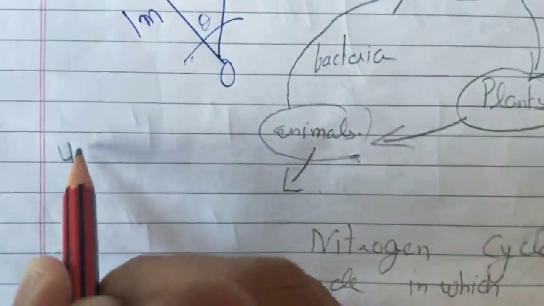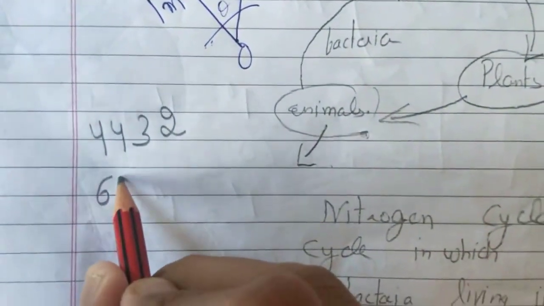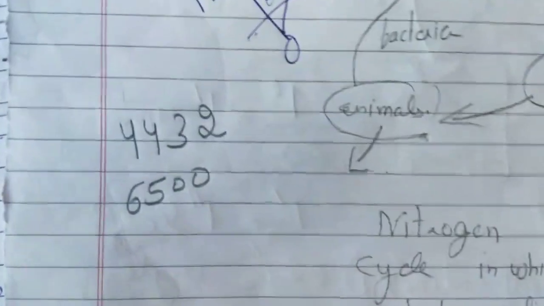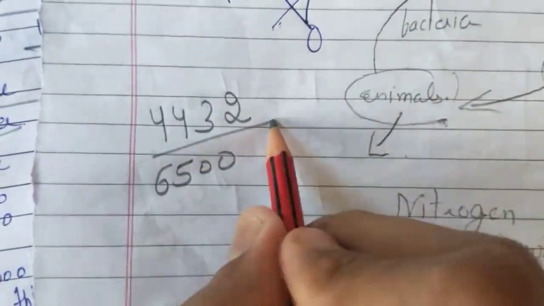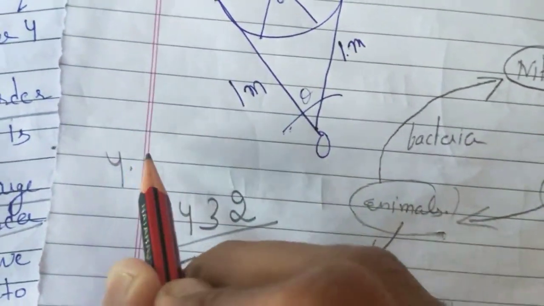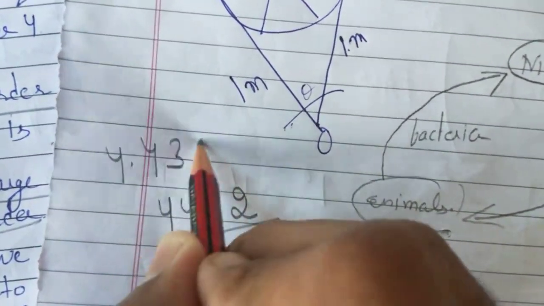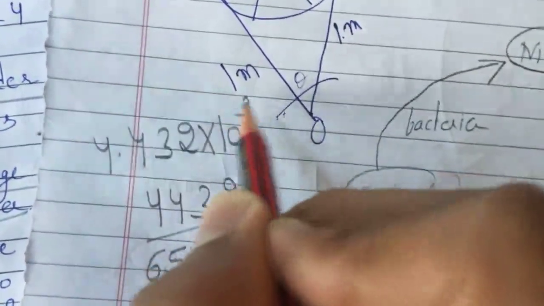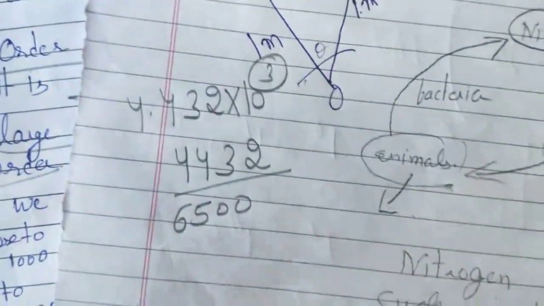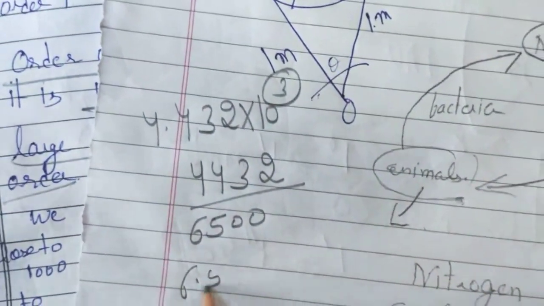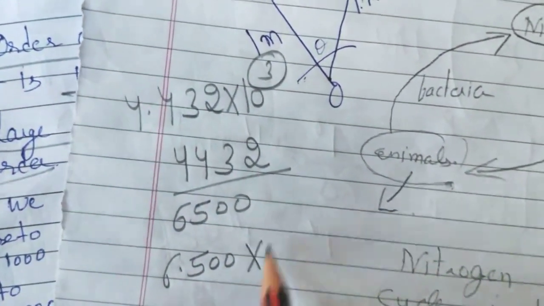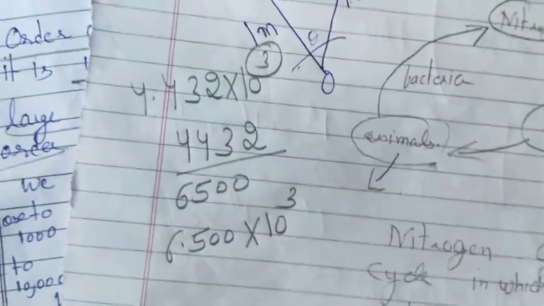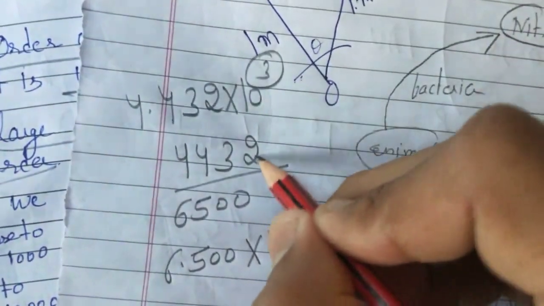Suppose you have this much amount, 4432, and another amount, 6500. What is the order? How will you write this order? You will write like this: 4.432 into 10 is to power 3, meaning this has an order of 3. And how will you write this? 6.500 into 10 is to power 3. So this amount has order 10 is to power 3.